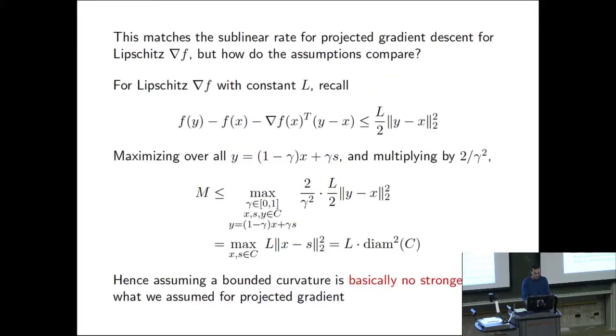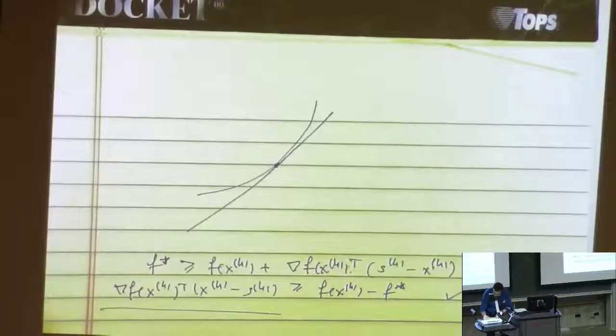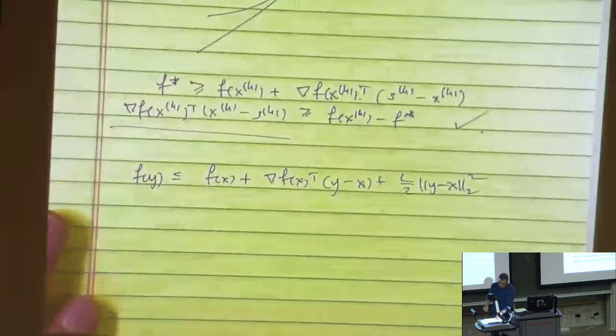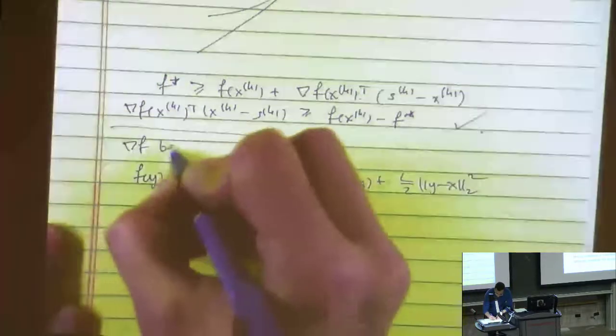So let's compare this to projected gradient more carefully by asking how does M relate to the Lipschitz constant of the gradient L. So remember that if I had a function whose gradient is Lipschitz, then we used to write this like this. f of y is upper bounded by f of x plus grad f of x transpose (y minus x) plus L over 2 times the norm of y minus x squared. You guys proved this on the first homework, in fact, that this was a consequence of grad f being Lipschitz.